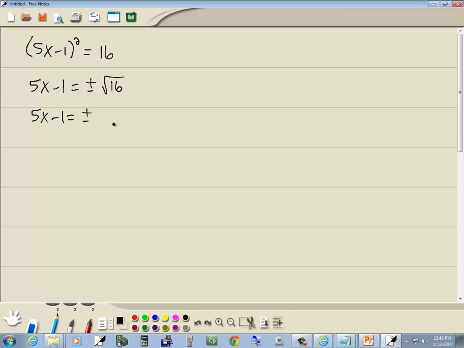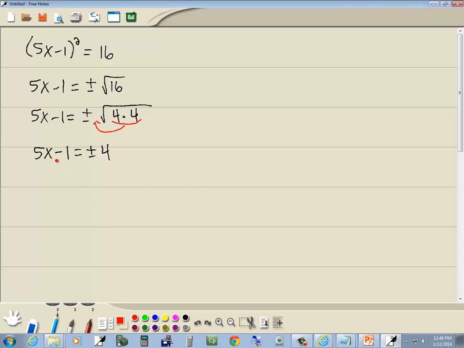Well, we should simplify a radical before we go on. You can do the prime factorization of this if you want, but I see that 16 is 4 times 4. And remember, with square roots, we're looking for a pair of something. So here's a pair of 4s. They're going to come out in front as a single 4. So we've got 5x minus 1 is equal to plus or minus 4. The radical disappears since we took everything out of it.